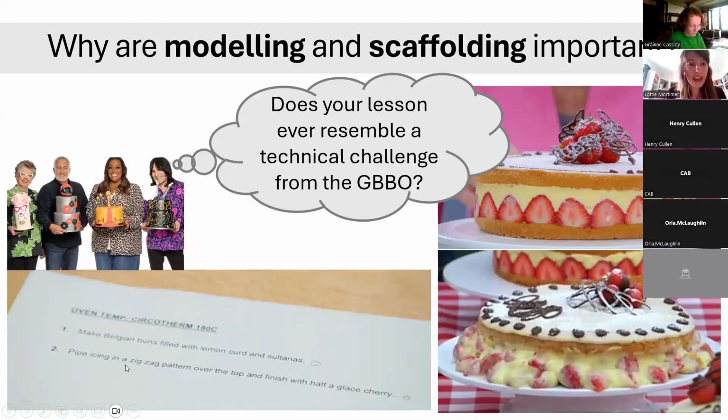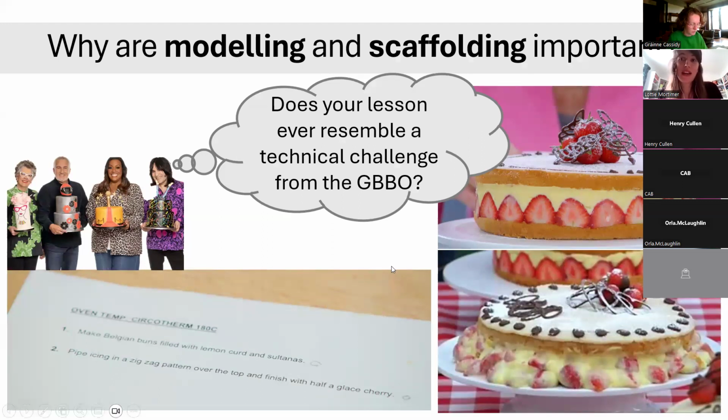Here's an example, when they were told to make Belgian buns, and the instructions literally said, make Belgian buns filled with lemon curd and sultanas, and then pipe icing in a zigzag pattern on top. And oh yeah, your oven should be at 180 degrees. And that's all they were given. And sometimes, do we give enough instructions in the classroom?